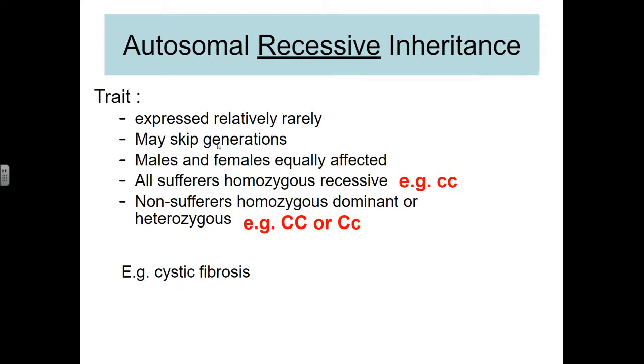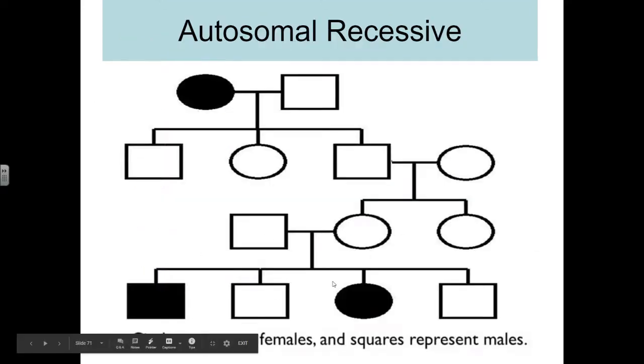These conditions can skip generations because someone can be what's called a carrier. Males and females are equally affected because it's on the autosomal chromosomes, not the X and Y sex chromosomes. All sufferers are homozygous recessive, so they have 2 small letters. And non-sufferers can be either homozygous dominant or the heterozygote. An example of this would be cystic fibrosis.